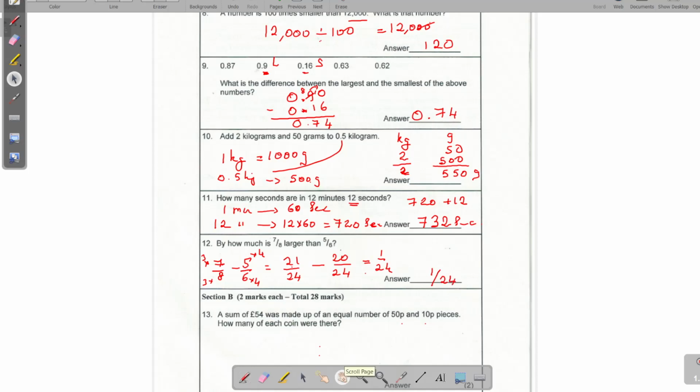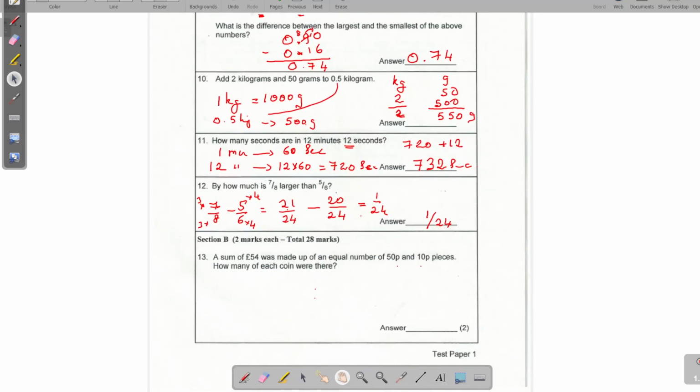Section B. These questions each have 2 marks. A sum of 54 was made up of an equal number of 50 pence and 10 pence coins. How many of each coin were there?